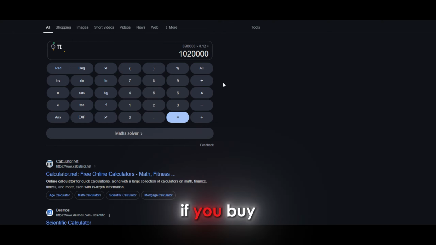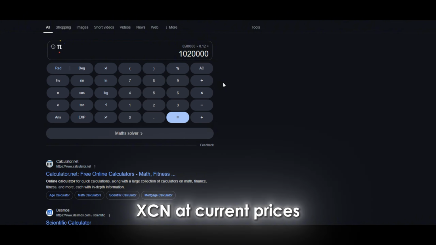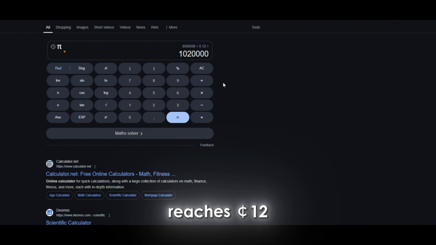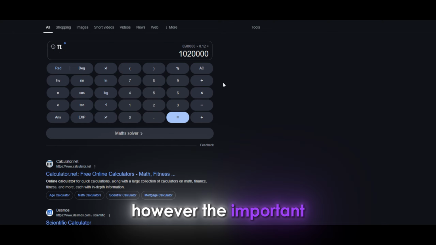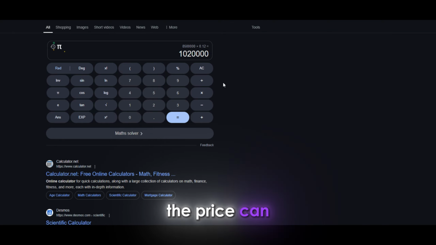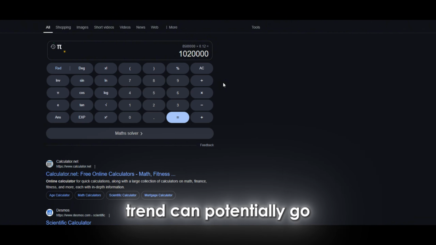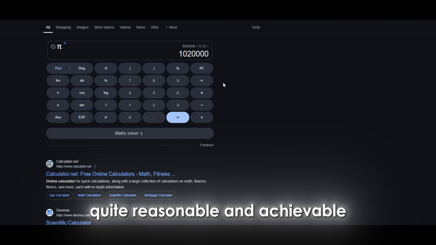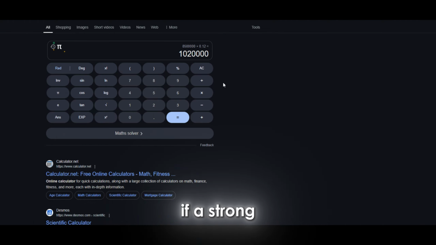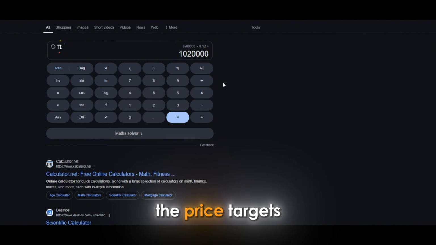To summarize, if you buy $110,000 worth of XCN at current prices and the price reaches 12 cents, you could have a $1 million portfolio. However, the important point here is to evaluate whether the price can actually reach this level and analyze how far the uptrend can potentially go. If the market moves as expected, this target is quite reasonable and achievable, and of course, if a strong bull comes in, the price targets could go higher.